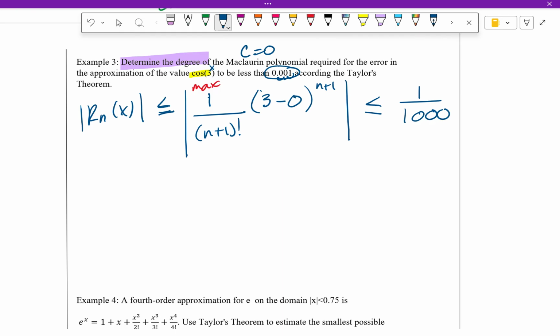All right. Our goal now is to try to solve this. We're probably going to have to do some guessing and checking, but let's get it in a form that's better to guess and check with. I'm going to drop my absolute values because hopefully that's all coming out positive. I'm going to write this a little cleaner. It's 3 to the n plus 1 over n plus 1 factorial less than 1 over 1,000.